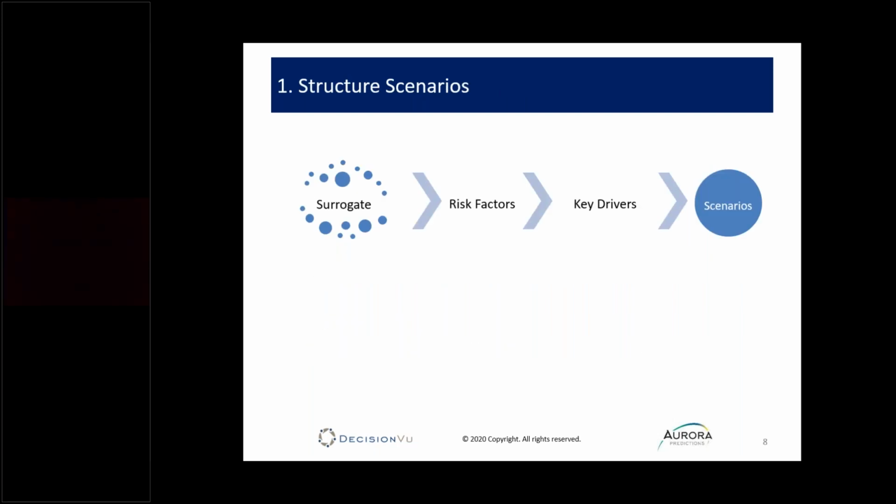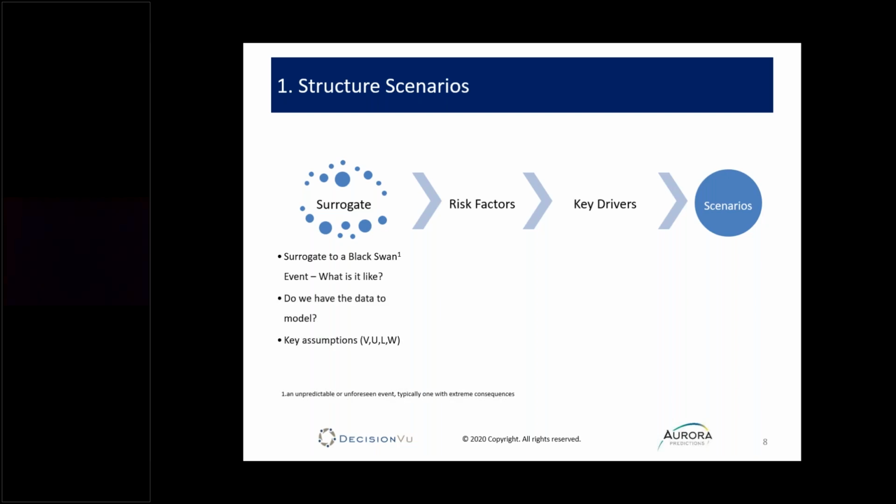Okay, let's begin. Number 1, structure the scenarios. First, you're going to say, well, Robert, this is wonderful, but we've never experienced anything like this. This is what they call a black swan event. We're making history. We're in the middle of history. So what do we do? Where do we start? Well, while this may be a black swan event, it's not without precedent.